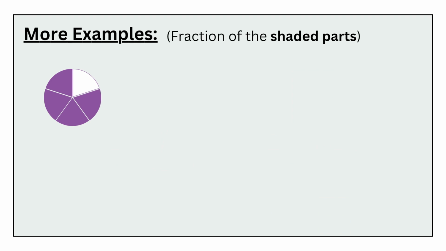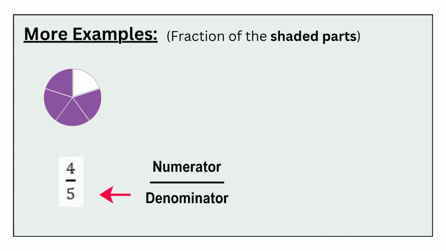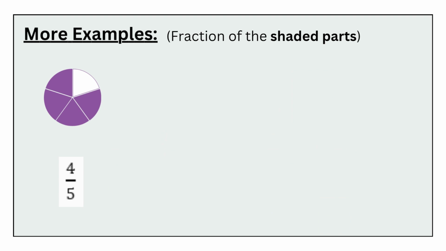Let's look at some more examples. If a circle is divided into 5 equal parts and 4 parts are shaded, the fraction of the shaded parts is 4 by 5. Here, 5 is the denominator, the total number of equal parts, and 4 is the numerator, the number of parts shaded. Let's take another example.